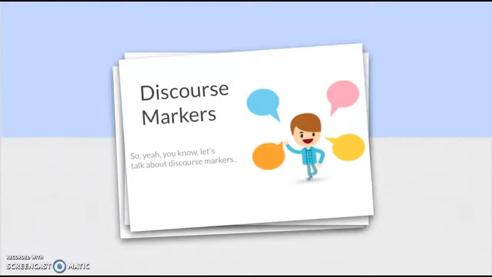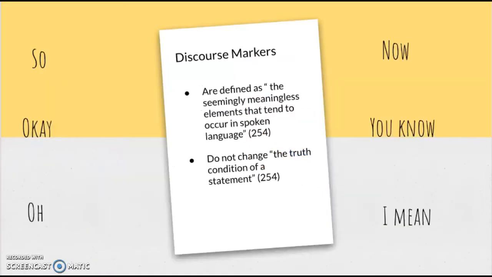So yeah, let's talk about discourse markers. Discourse markers are defined in our book, How English Works, as the seemingly meaningless elements that tend to occur in spoken language. Discourse markers don't change the truth condition of a statement. The statement still has the same meaning with or without the discourse markers, but the discourse markers may add emphasis or emotion, or they may connect phrases or clauses.